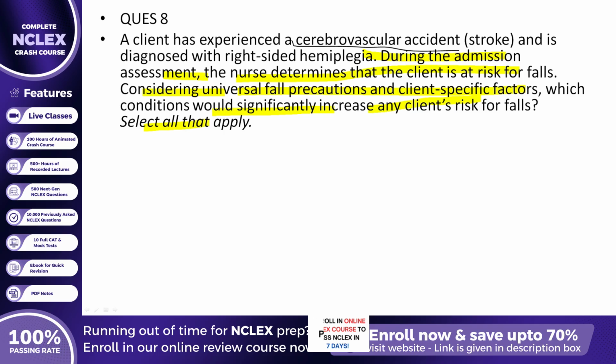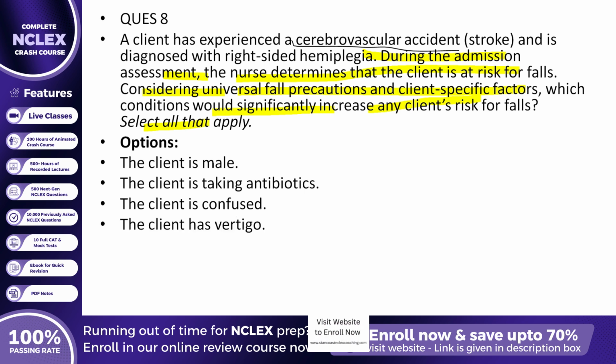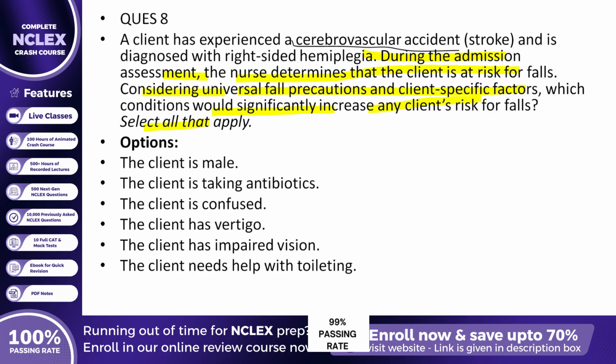Here are the options. The first option is that the client is male. The second option is that the client is taking antibiotics. The third option is that the client is confused. The fourth option is that the client has vertigo. The fifth option is that the client has impaired vision. And finally, the sixth option is that the client needs help with toileting.